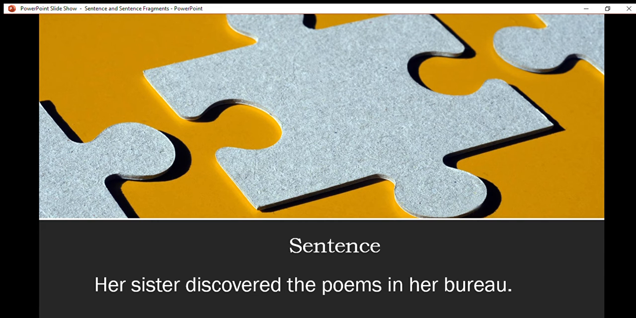So let's look at this sentence. "Her sister discovered the poems in her bureau." That makes it a complete sentence. There's a subject, there's a predicate.